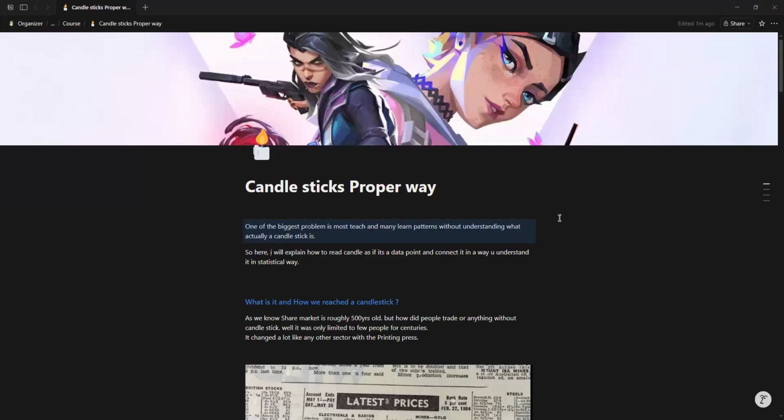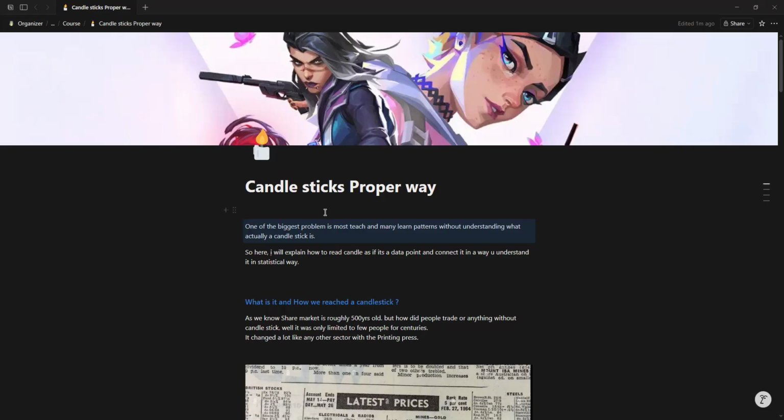If you open the charts, you should be able to see them in a statistical way, not like this level, that level, but more in a statistical way. So without wasting time, I will get directly to the topic. We will start with candlesticks, the proper way.